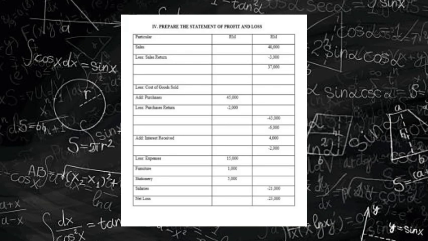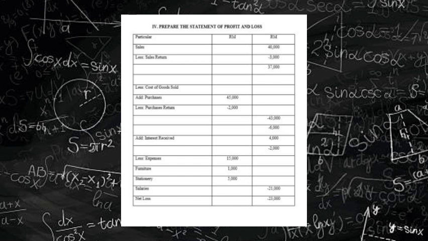Presenting the profit and loss statement. Sales 40,000 ringgit, less sales return minus 3,000. Total 37,000. Next, less cost of goods sold: purchases 45,000, less purchases return minus 2,000, minus 43,000. Total minus 6,000. After that, add interest received 4,000. Total minus 2,000.